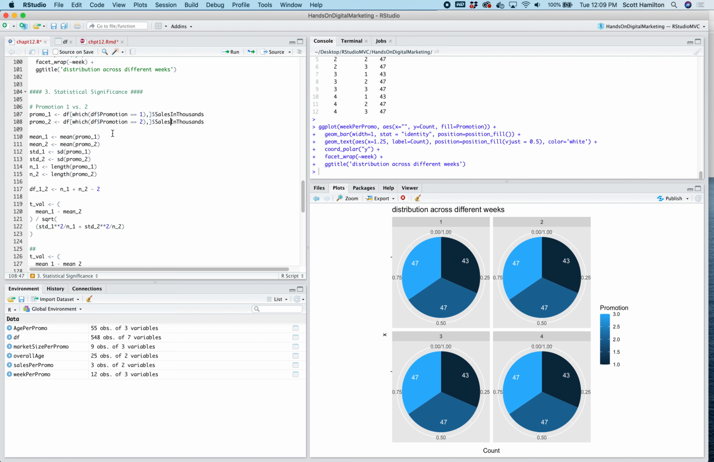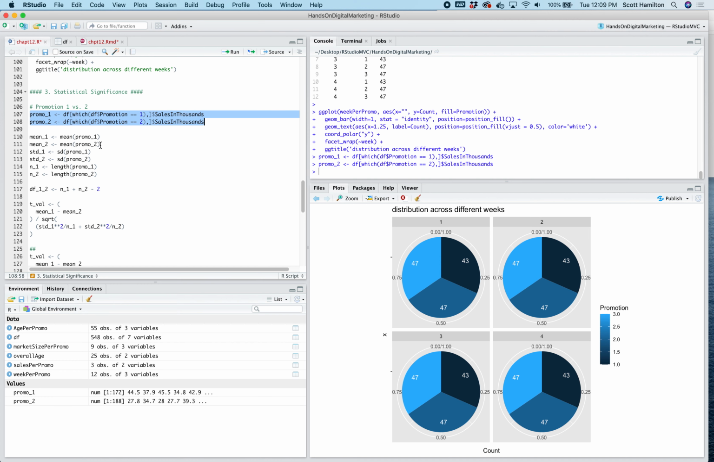Same thing here with promo 2. We have sales in the thousands as our actual data, the values that we're going to have in these lists, filtered by those that in the promotion column or variable equal 2. All right, so now we have those two values lists. These are numbers. We can go down here in RStudio and actually kind of look at those initially. So we know that there's 172 values there, and there's 188 values here for promo 1 and promo 2 sales in the thousands.